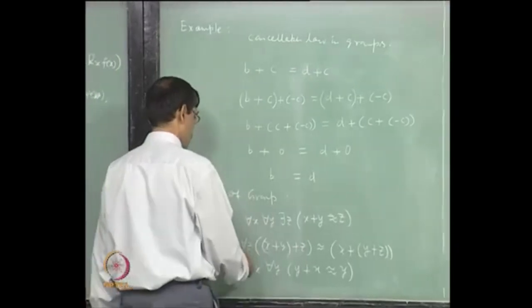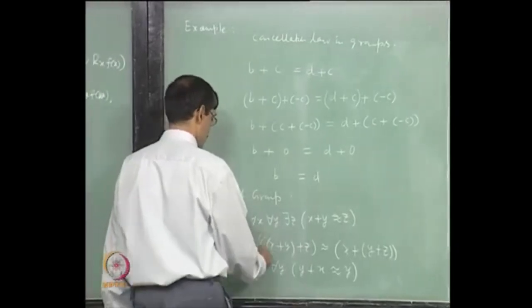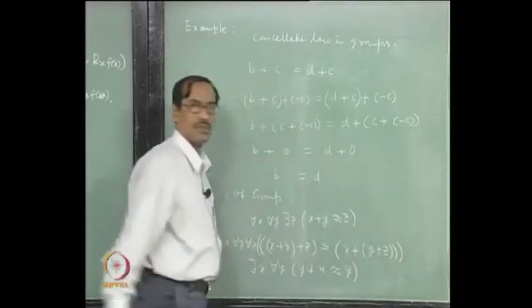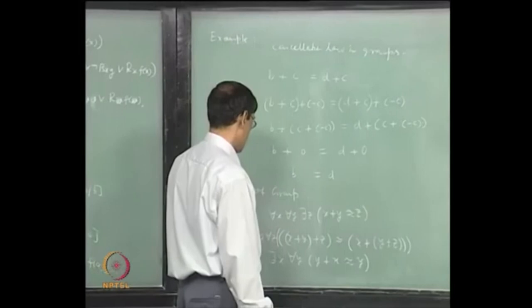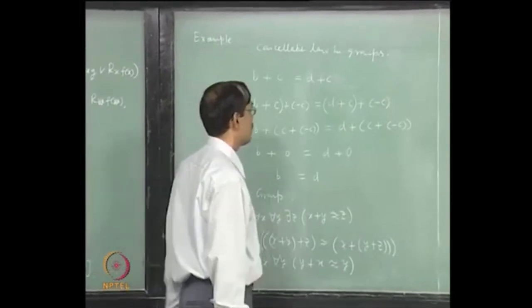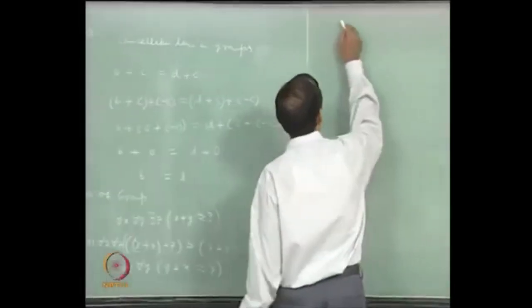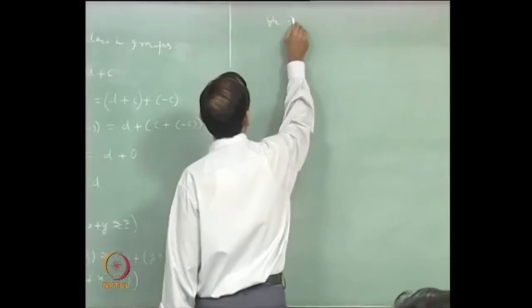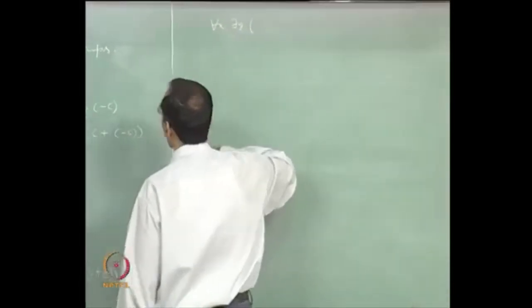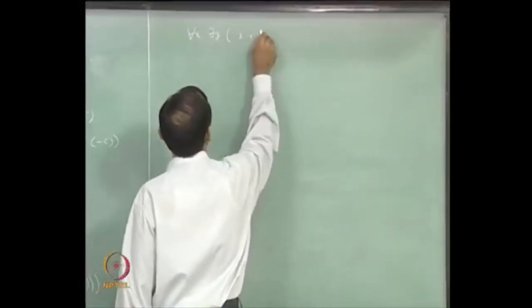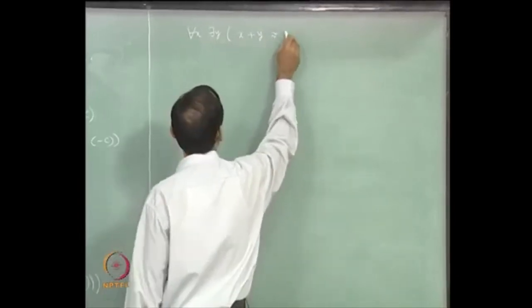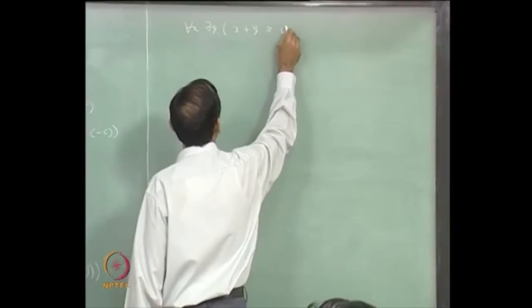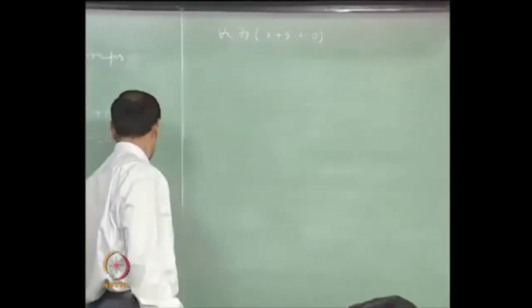One more bracket should be there, na? Here it ranges over everything in associativity. Fine. Next, you have the inverse element, which says for each x there is y, such that x plus y equals that 0 element, which is the identity.